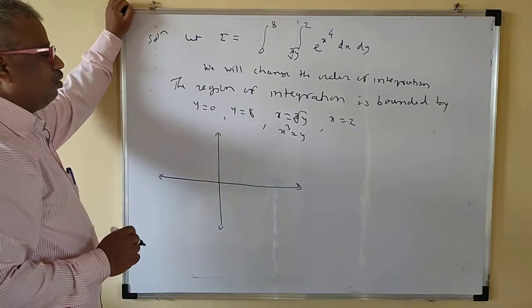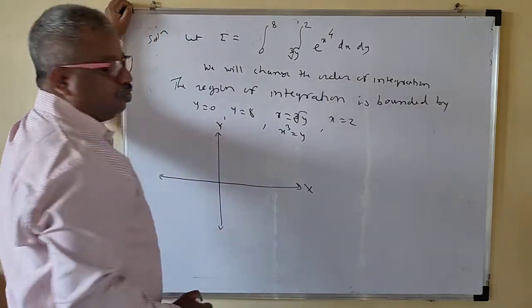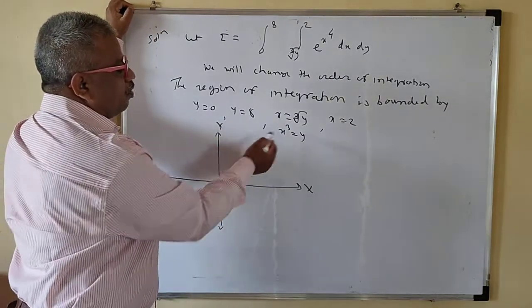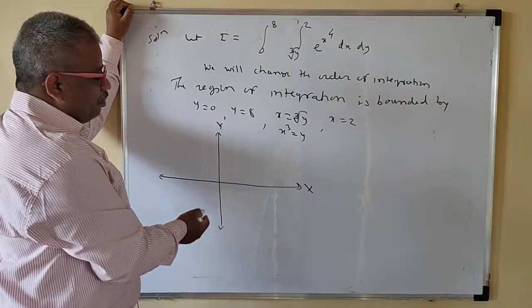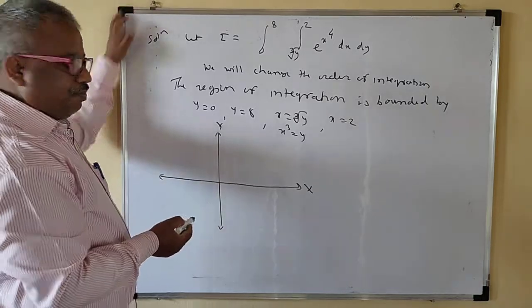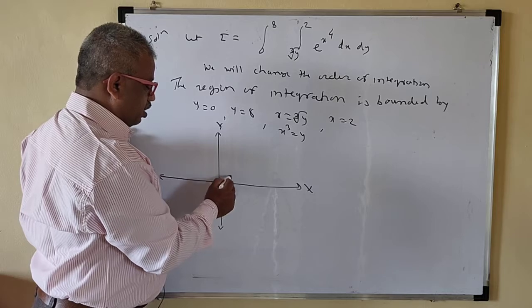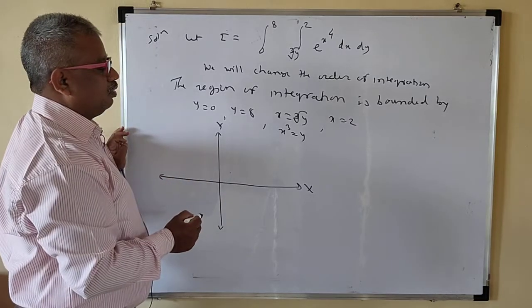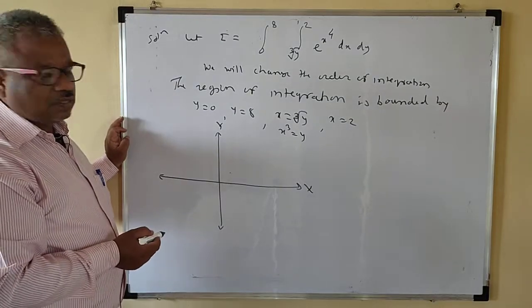x cube is equal to y. This is the y axis, this is the x axis. If you put x is equal to minus 1, the value of y is also minus 1. That means your graph is in the third quadrant and the first quadrant. If you put x is equal to 1, we get y is equal to 1. If you put x is equal to 0, y is equal to 0. The constant term is absent, that means the graph is passing through the origin.